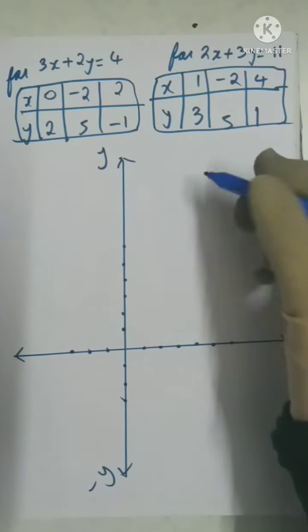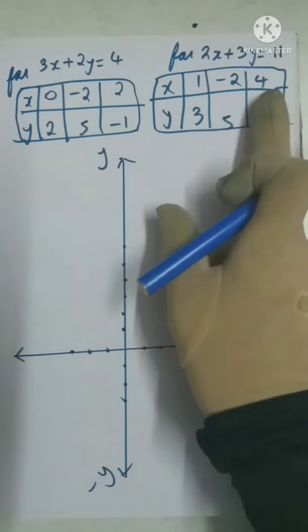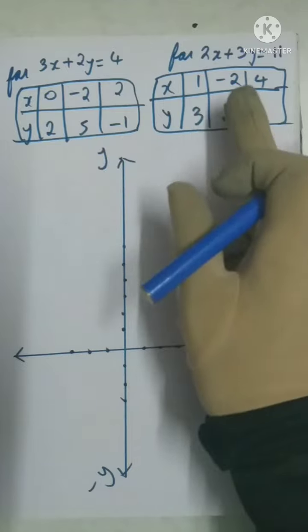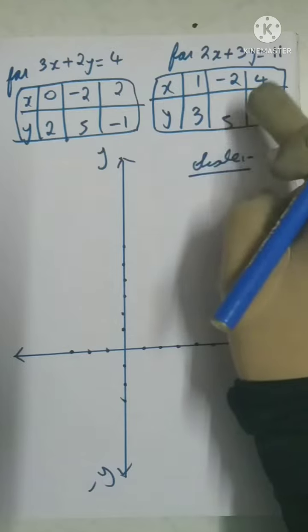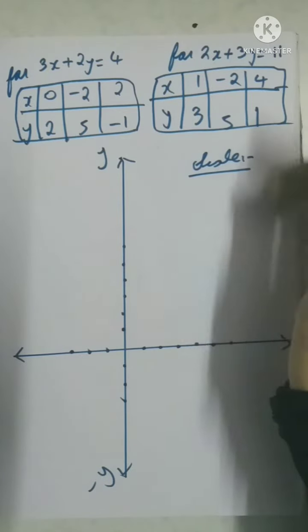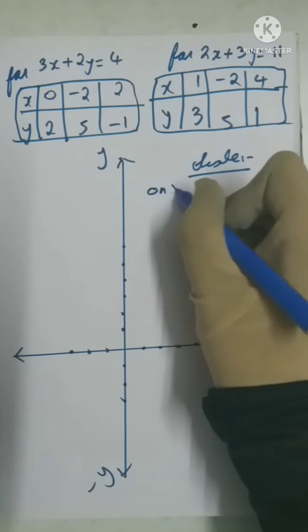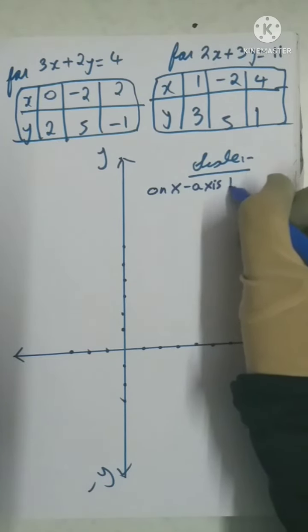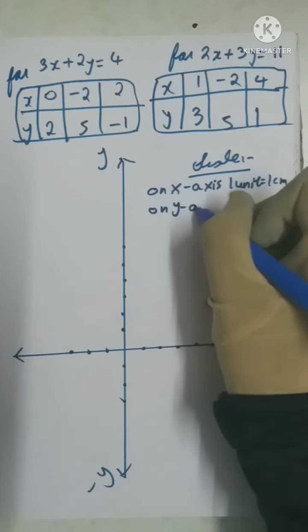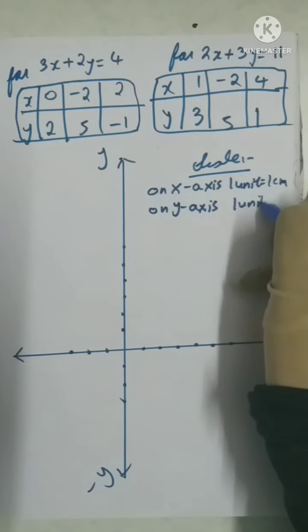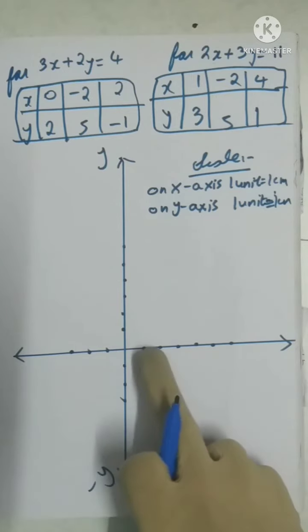See, on the scale, since the values here are very small numbers, 0, 2, minus 1, 4, 3, 5, all these numbers are very small. So what we'll do is, for 1 centimeter, we'll take only 1 unit, on the x-axis as well as the y-axis, because the values are very small. So on the x-axis 1 unit is equals to 1 centimeter, and also on the y-axis we'll take 1 unit is equals to 1 centimeter. That is why I have taken one. One box will be equal to 1 centimeter.